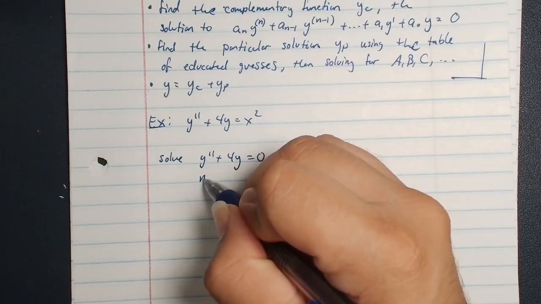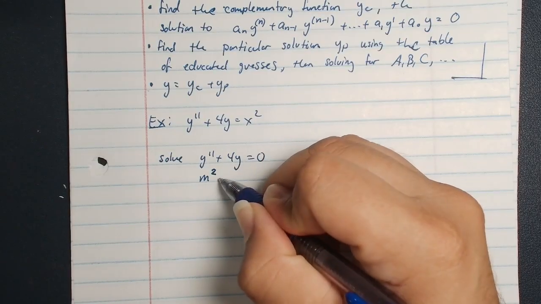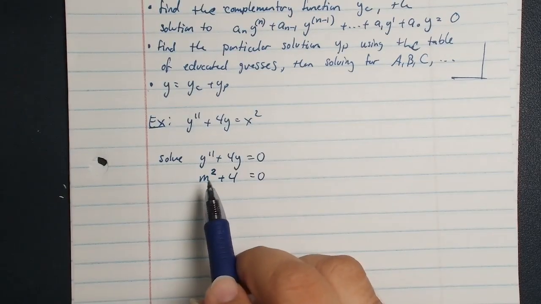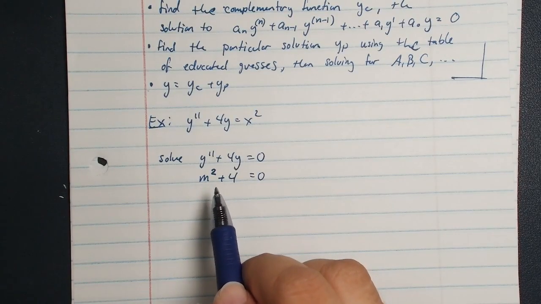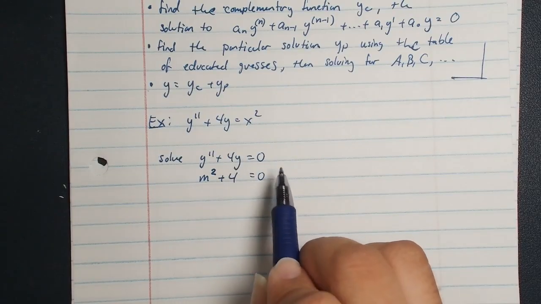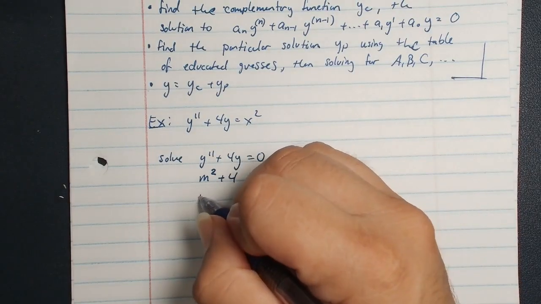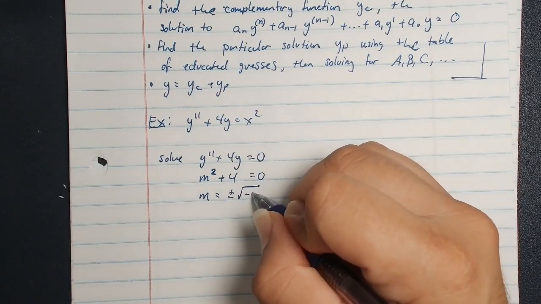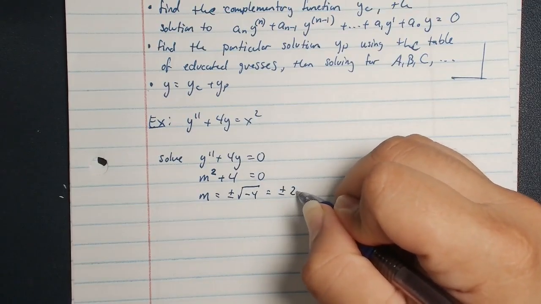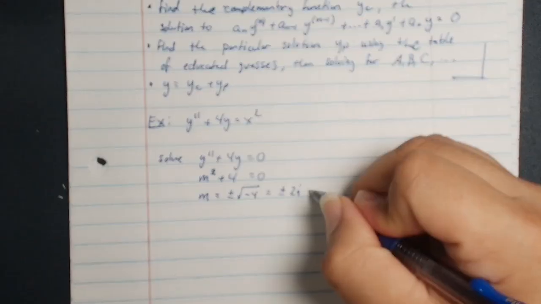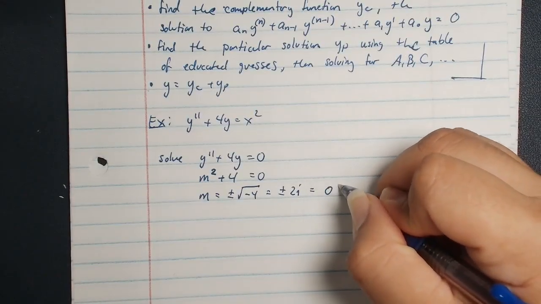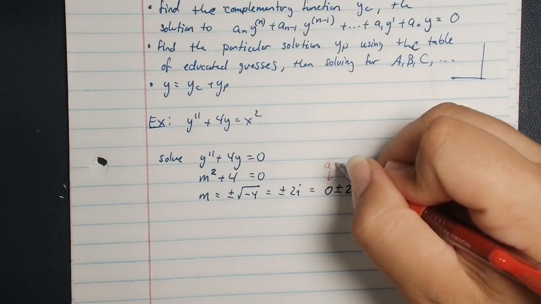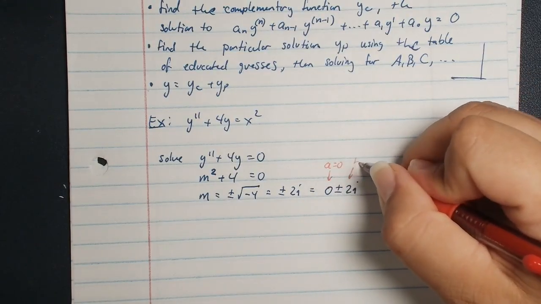We can find the characteristic equation to be m squared plus 4 equals 0. We could use the quadratic formula, I suppose, but it's much easier to just subtract 4 to the other side and then take the square root. So m is equal to plus or minus the square root of negative 4, or in other words, it's plus or minus 2i. Okay? Keep in mind that plus or minus 2i is the same as saying 0 plus or minus 2i. So this is the real part, this is your a, and the imaginary part, that's your b.